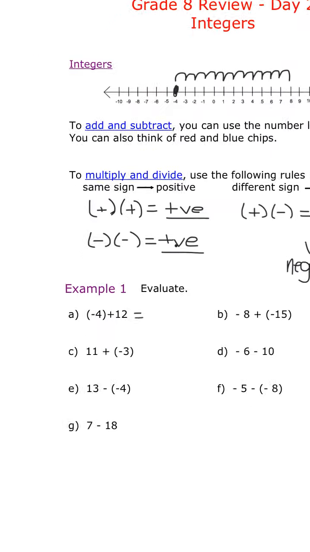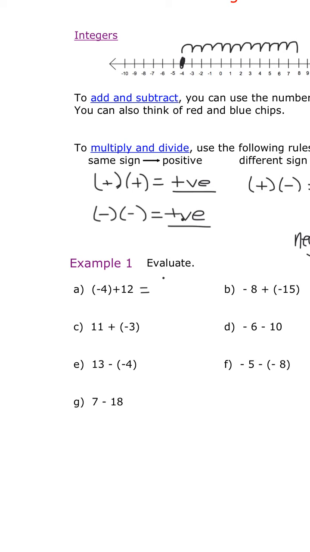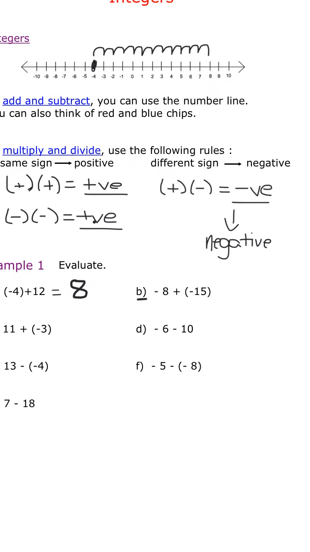Now, if it's a positive answer, you don't have to put a positive sign. You can just write the value. Now, for question B there, negative 8 plus negative 15, what we're seeing is a value that's continuing to move in the negative direction. So negative 8 plus negative 15 ends up having a negative value of 23, because that continues to move negatively on the number line.